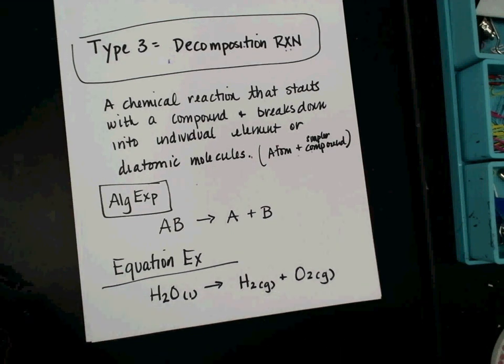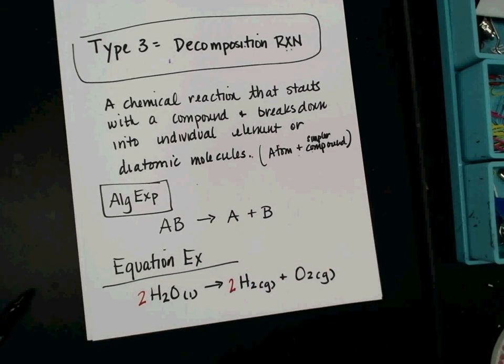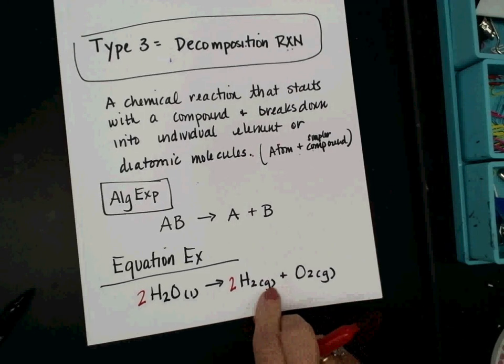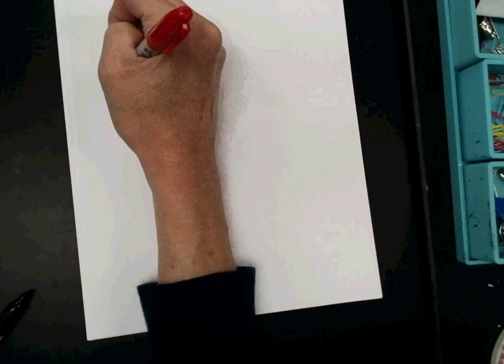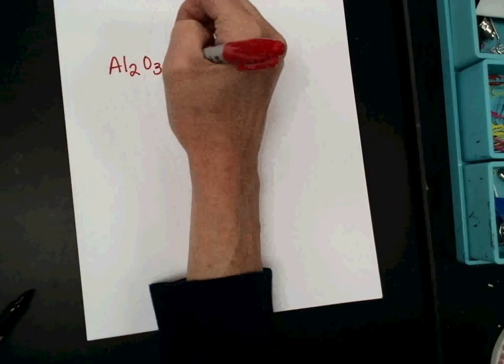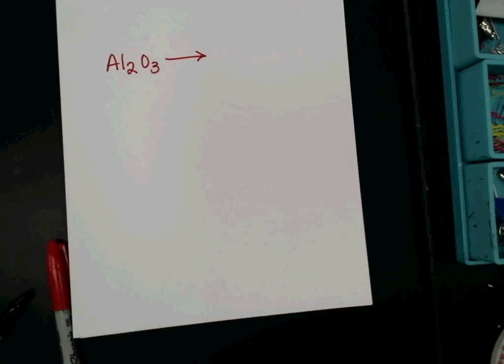But that's not balanced. Well, let's balance it. Let's put a 2 here and a 2 here. Now is it balanced? Yeah. Try this one. What happens to aluminum oxide?